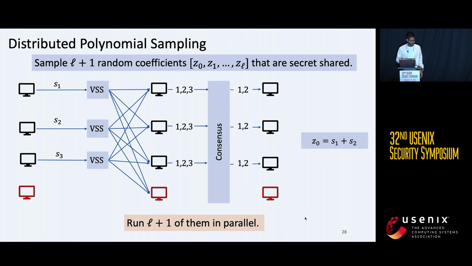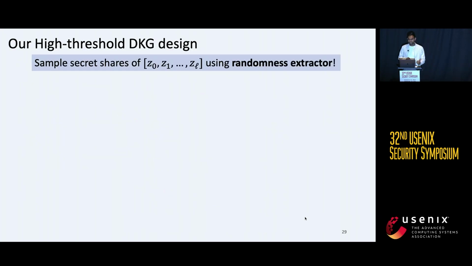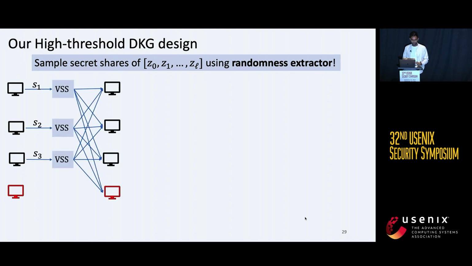You can do much better by using a randomness extractor. I won't go into the details of what these things are, but this is how our protocol works. We know only one thing to do: we just do all n parallel VSS, and then we run the consensus algorithm.